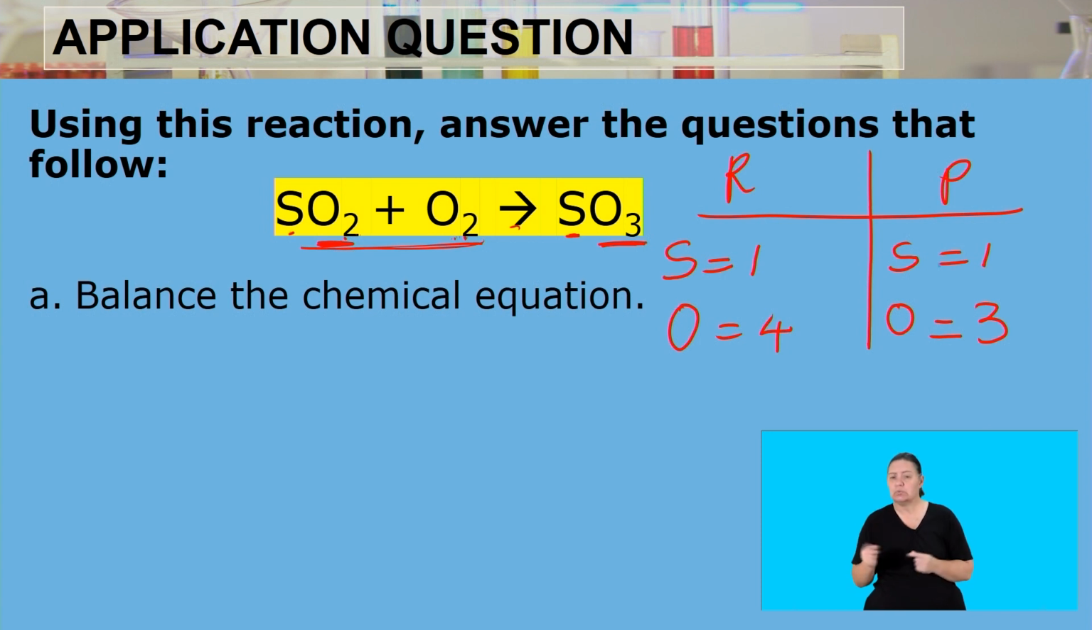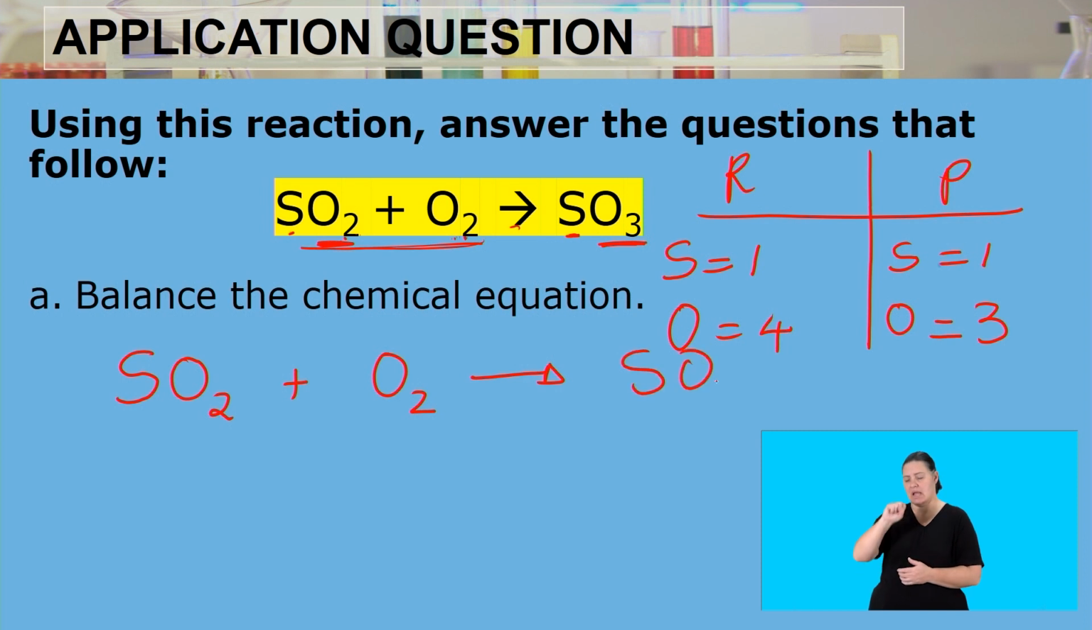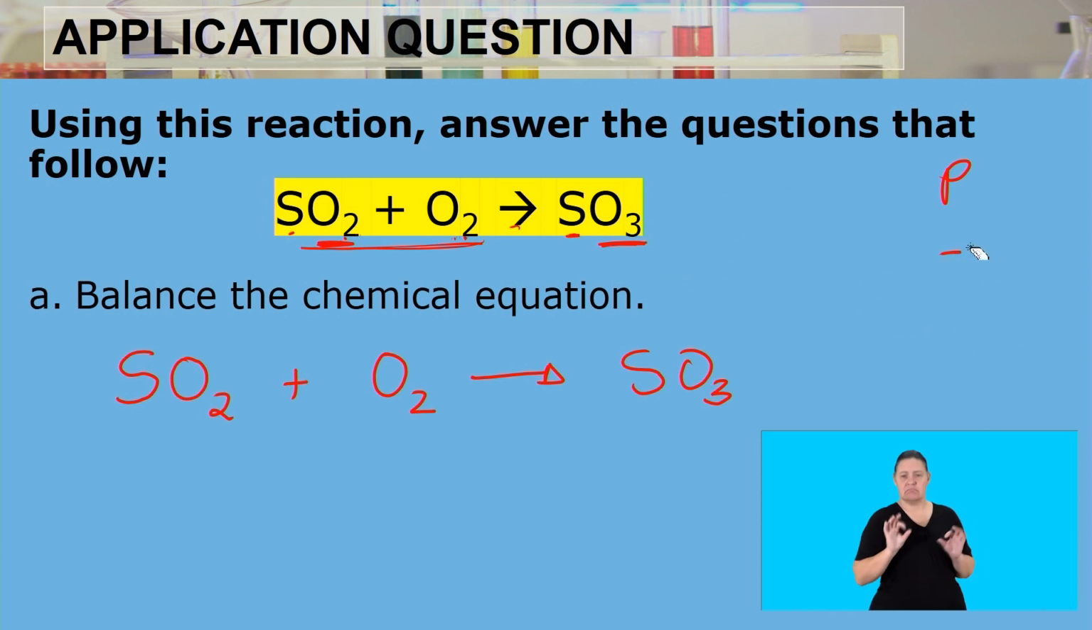So what do we do when we balance? We choose a coefficient to add in front of a chemical formula so that we can multiply the atoms up until the equation on both sides is balanced. So let's see. We start by rewriting the chemical formula before balancing it: SO2 plus O2 reacting to form SO3. So as not to be confused, we're just going to erase that so that when we balance, we can see exactly where we are going. 1, 1.